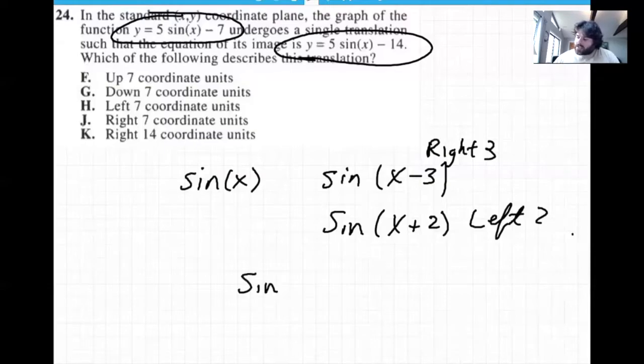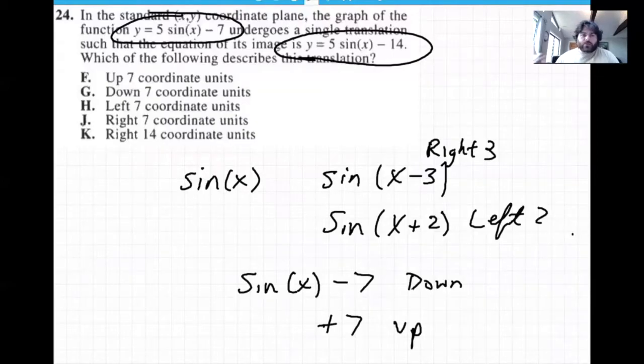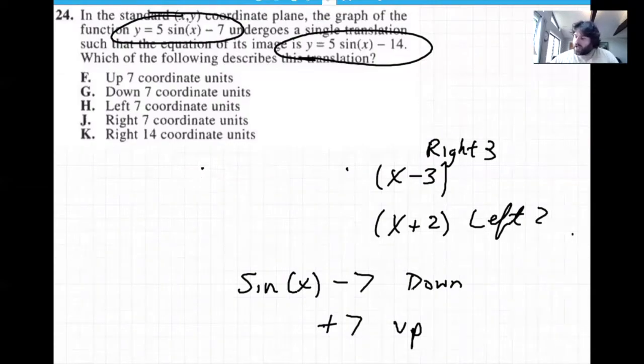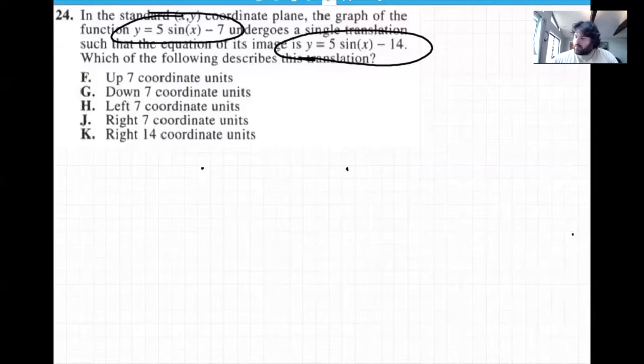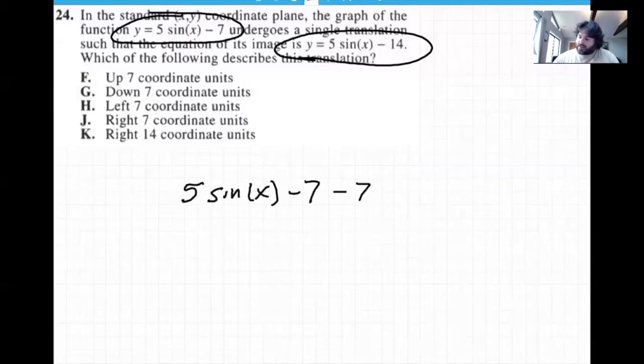And then anytime you take something like sine of x and you take away 7 versus adding 7, this will go down and this will go up. This one's a little funny because we're starting already with the minus 7 and we change it to minus 14. So really, the way you need to visualize this problem is taking your 5 sine of x minus 7, and then subtracting 7 from it to get the minus 14. That minus 7 didn't happen with the x, so it's not a left or right transformation. So we can get rid of any of the left and right answers.